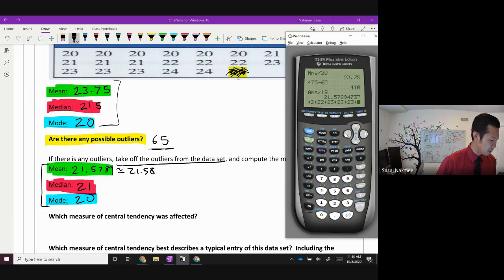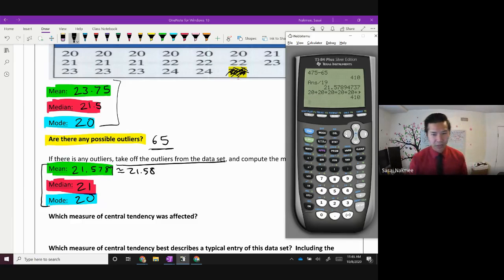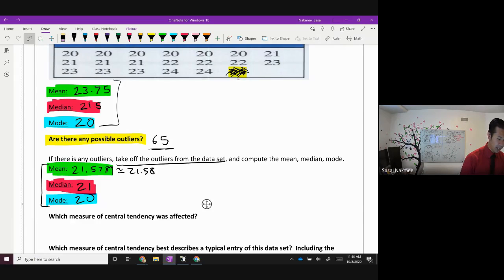I could just do the arrows. 1, 2, 3, 4, 24, 24. And 410 should be the new total without the 65. So anyways, back over here, what is being affected when I take out the outlier? So when I take out the outlier, I hope you guys can see that.